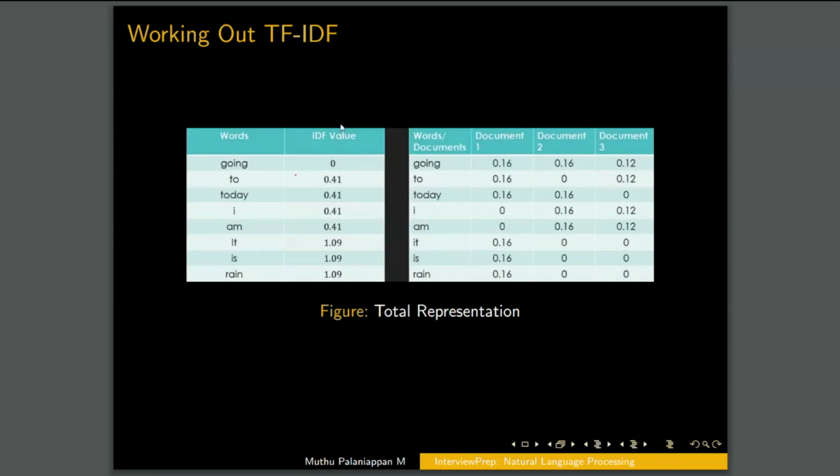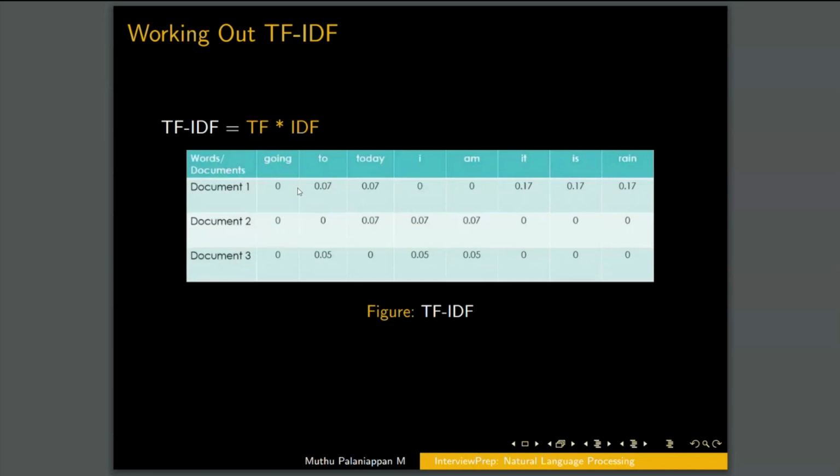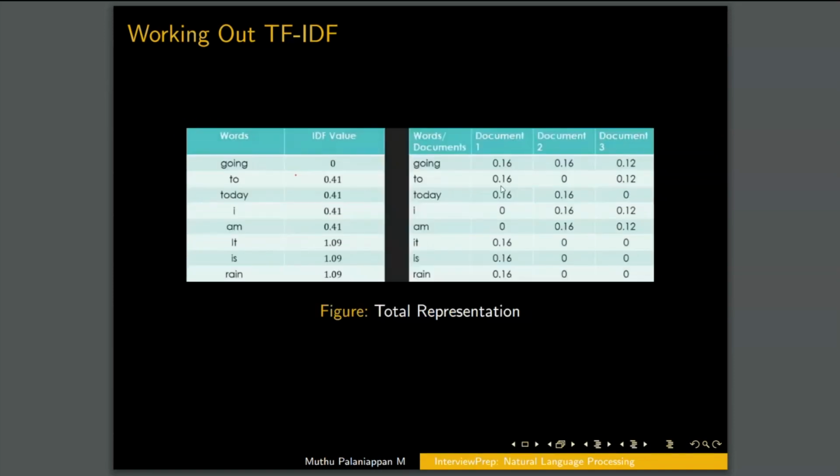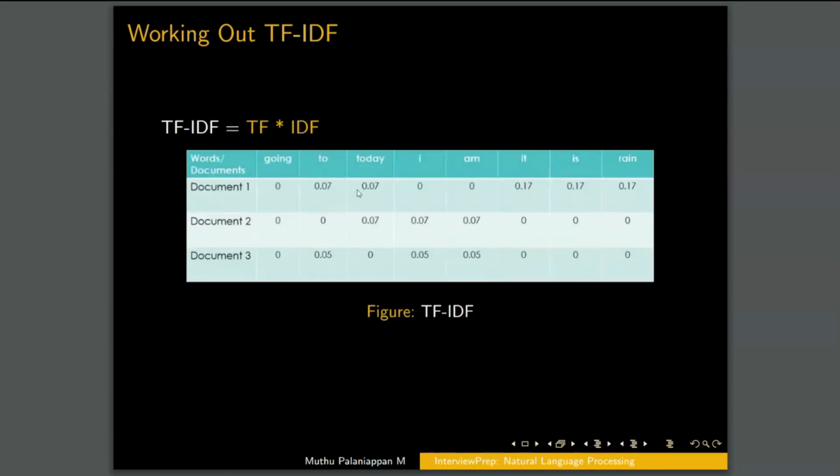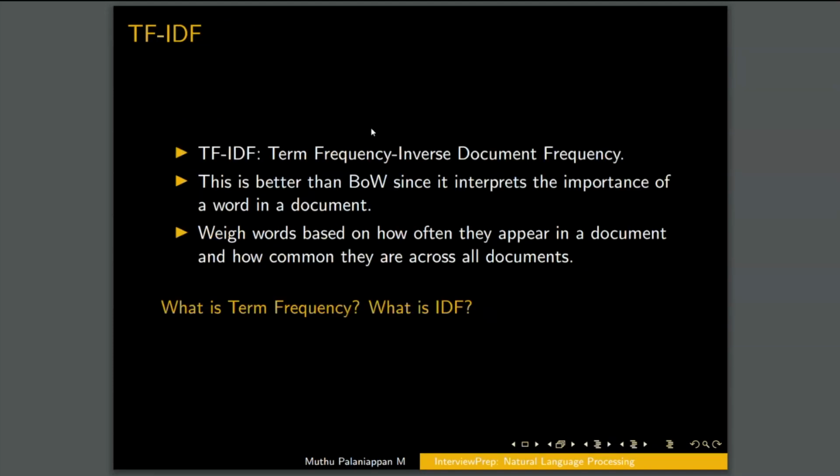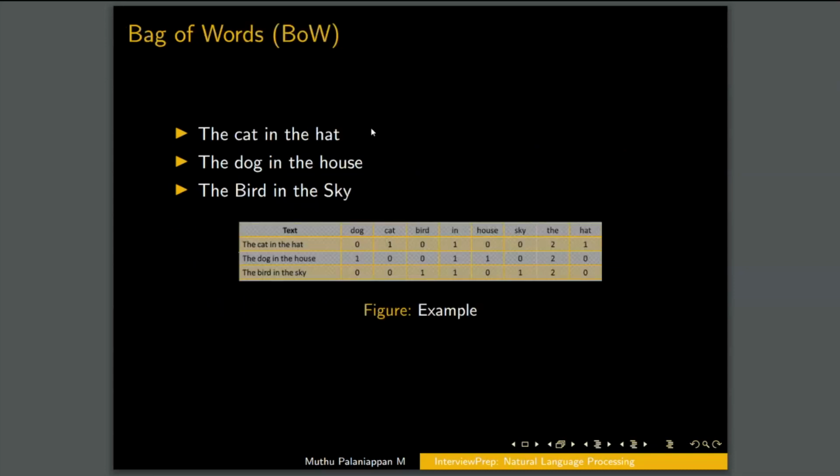And this is done for each and every word, for example "going to today I am, and it is going to rain". So 0.6 into 0 is what we get for "going", so it's going to be 0. And 0.16 into 0.41, you get some value. This is how you multiply for each and every word that corresponds to each and every document. This is your feature representation. Okay, fine. Now coming back to the previous methods, they give you values which either calculate your frequency or represent with a binary representation.